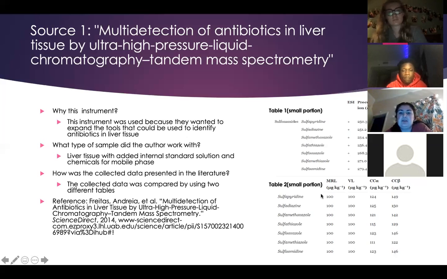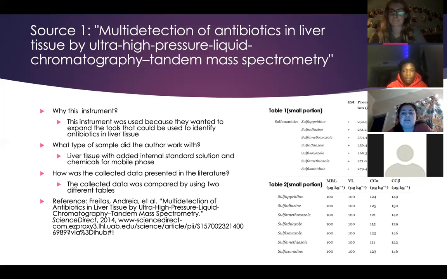The first table is the point of reference of the current and accurate detection system used at the time for antibiotics in the liver. The second table was to represent the validation procedure that was performed where they analyzed 20 blank liver samples from different animal species and spiked them all with the compounds of interest at the validation level to prove the identification capability of the HPLC method.